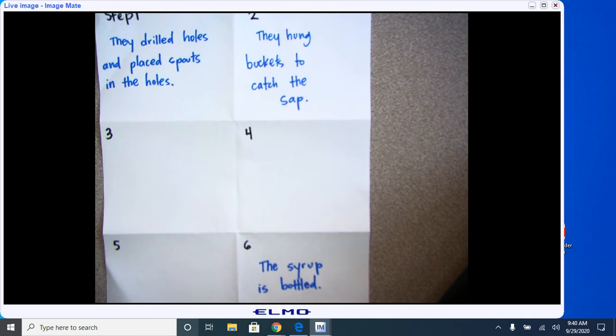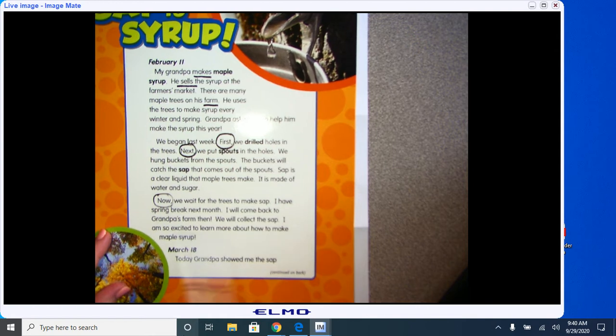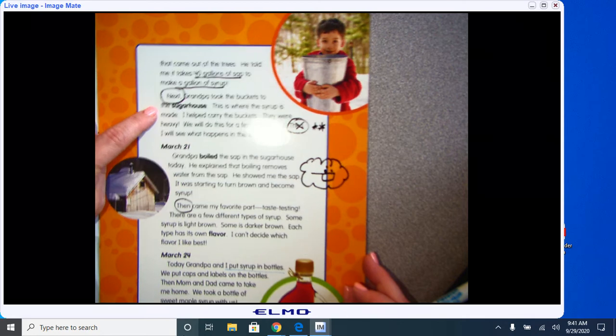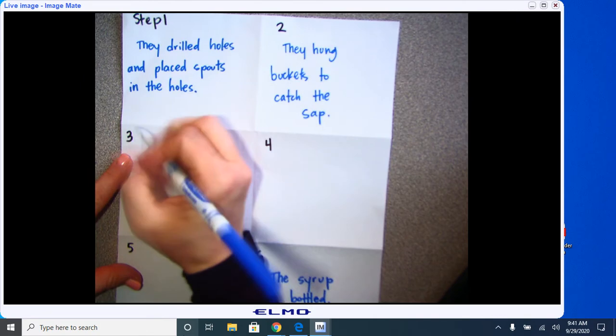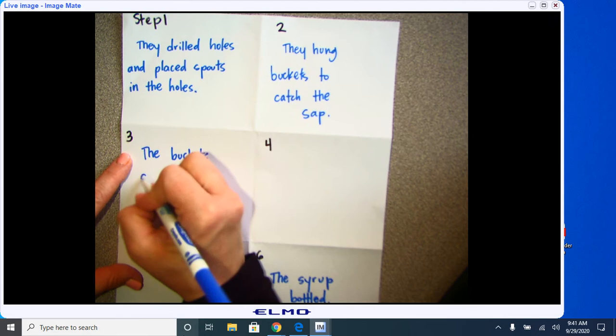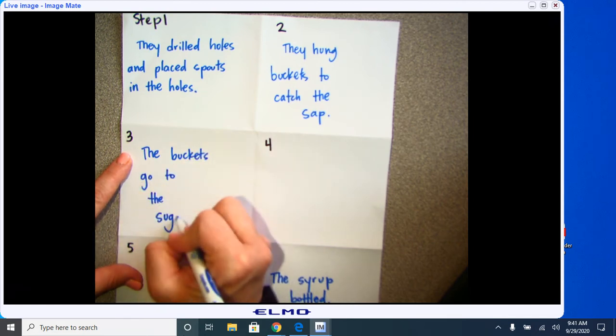All right, so I've only got 3 more spaces. So once the buckets are filled up, it says that now we wait for the trees to make sap, and he goes home, and then he comes back, and next they take the buckets to the sugar house where the syrup is made. Okay, so the buckets go to the sugar house.